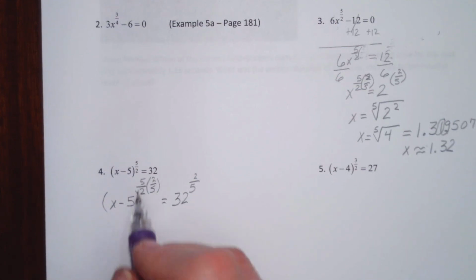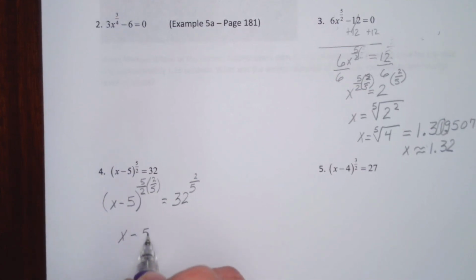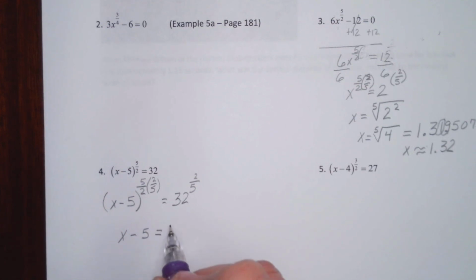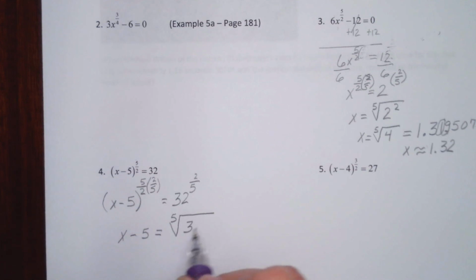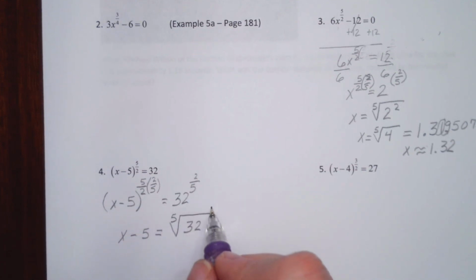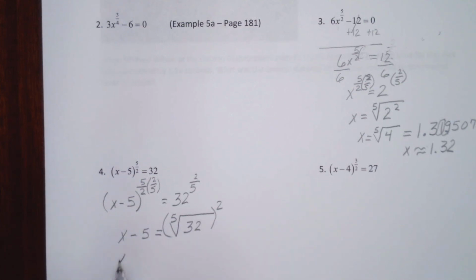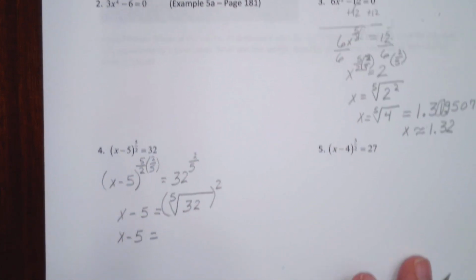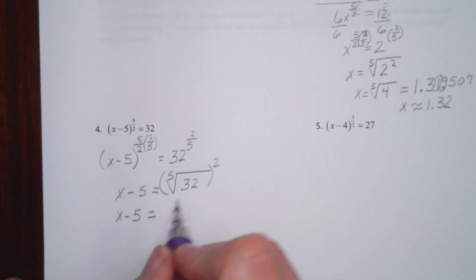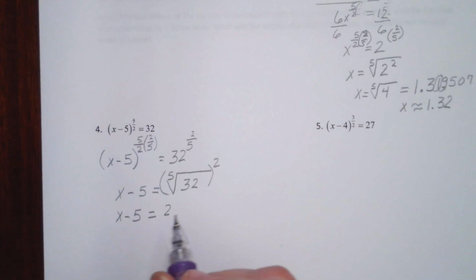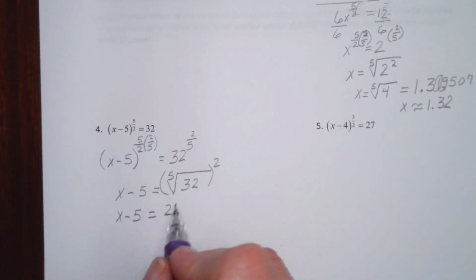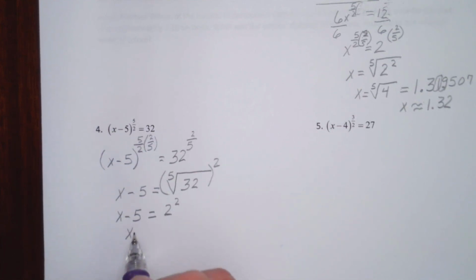So this becomes 1. So this is now x minus 5 is equal to, and I'm going to translate this. So the denominator is my root. Here's 32, and I really don't want to square 32, so I'm going to put that 2 on the outside. So now I have x minus 5 is equal to, well, the 5th root of 32 is 2. You go 2 times 2 times 2 times 2 times 2, and then multiplied by 2. So I have x minus 5 is equal to 4.